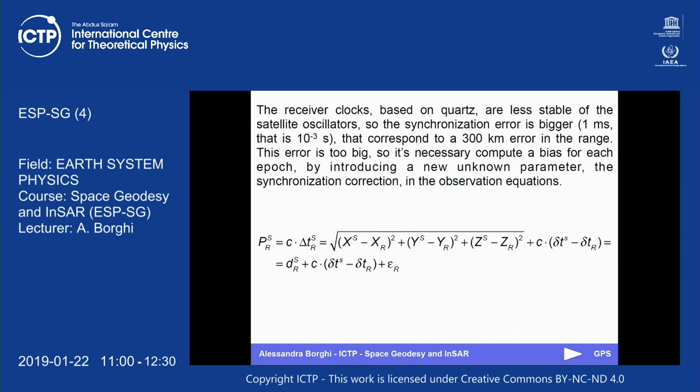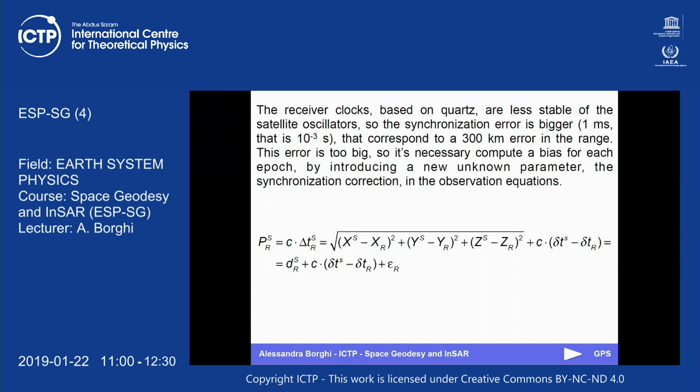Just one, not with each satellite, because we have seen that the satellites have a good clock, so they can be considered synchronized, so the error is small. But so it's just one synchronization error that is equal for all the satellites for this type of application, real-time application. So in the equation we have the pseudo range.